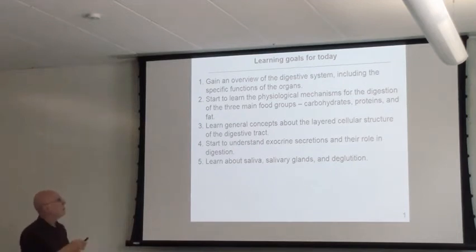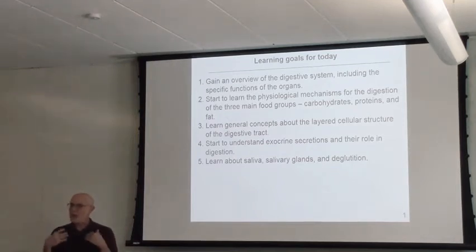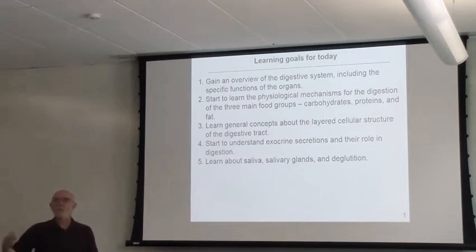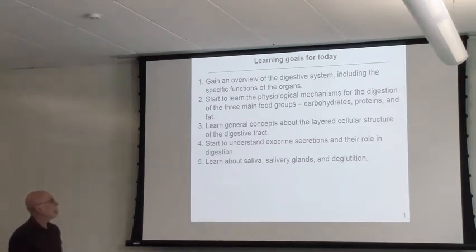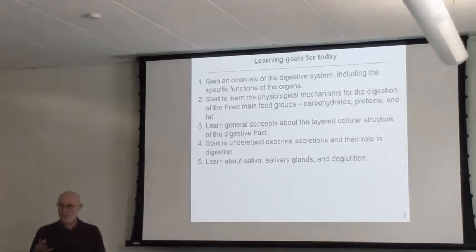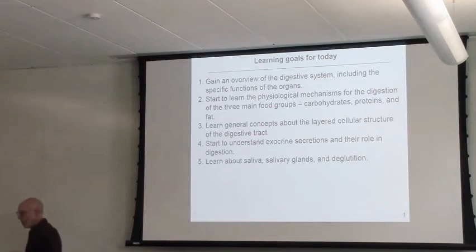So we're going to do an overview of the digestive tract. We're going to start to learn about the food groups and the various mechanisms that our body uses to digest food. We'll talk about some microscopic layered structure that is going to be the common theme in every organ of the digestive tract, well, in most of the organs of the digestive tract. We'll talk about exocrinology as opposed to endocrinology. And we're going to start talking about saliva and swallowing. Deglutition is the fancy name for swallowing as the first step in digestion. So we're going to get the ball rolling.